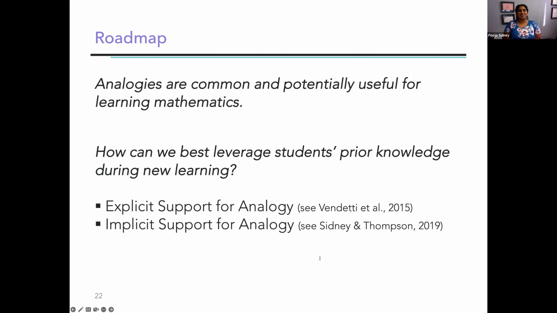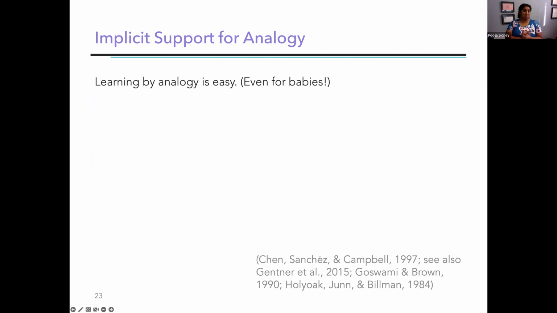So next, I want to argue that instead of explicitly directing learners' attention to an analogy between something they know and something they're learning, it might be possible to support learning through a more implicit analogy, in which recently activated knowledge can affect the interpretation of new learning without a lot of explicit mapping and adaptation. Okay, so why might I think that we can support analogical transfer in this more implicit way?